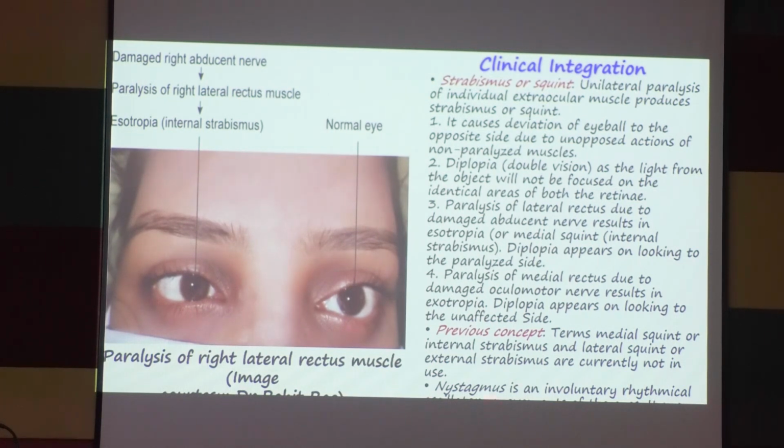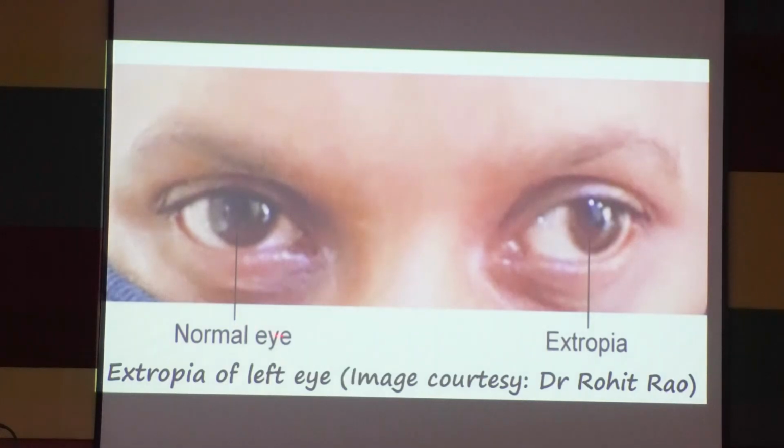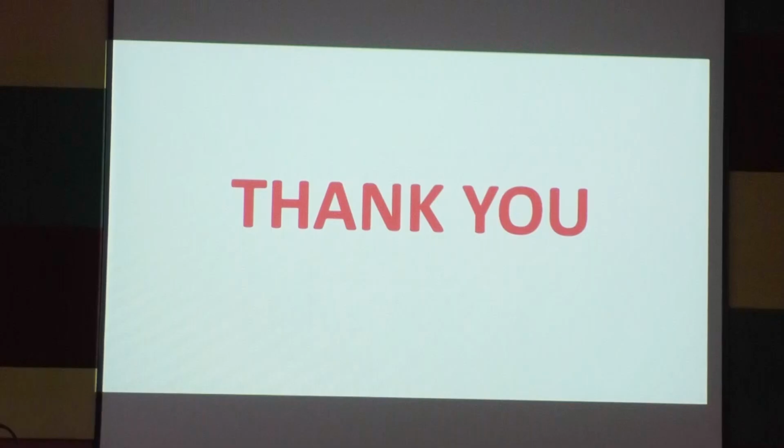It is an involuntary rhythmic contraction of the eyeball. They are continuously moving from medial to lateral. See, this is the normal eye. Here is the extraocular muscle in this eye, the left eye. Extraocular muscles of the left eye. Okay, that's all.